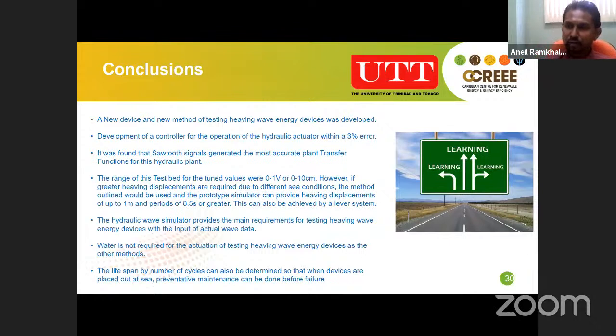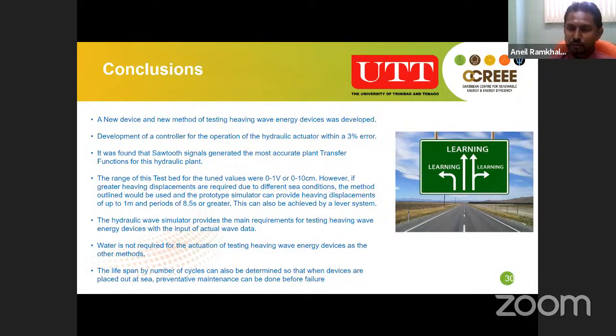Now the test bed that was created here was for a 10 centimeter range. Obviously our wave climates change consistently, so we can have different ranges of operation depending on our wave climate. That is our wave heights and our wave periods, and we can vary that. Our rig max is 1 meter, and we can still vary our speed via our servo valve. The hydraulic simulator provides the main requirement for testing a wave energy device based on the inputs. Water isn't required for this device, as in the wave pool or testing out at sea.